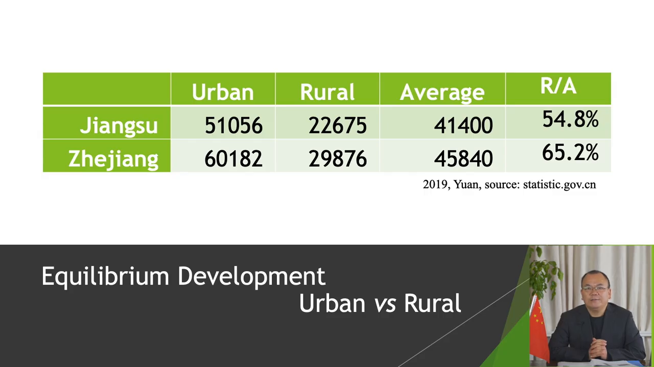But for Zhejiang, it's quite different. You can see for Zhejiang province, we have a higher urban disposable income. It's 60,000, and also a higher rural disposable income, around 30,000, and average is 45,840 yuan. The ratio rural to average is 65.2%. So this ratio tells us that for the vertical development, Zhejiang compared with Jiangsu has a more equilibrium development. The difference between urban and rural is smaller in Zhejiang than in Jiangsu province.